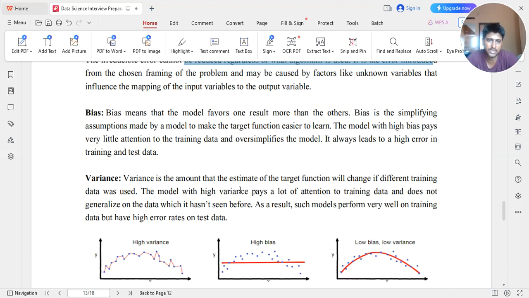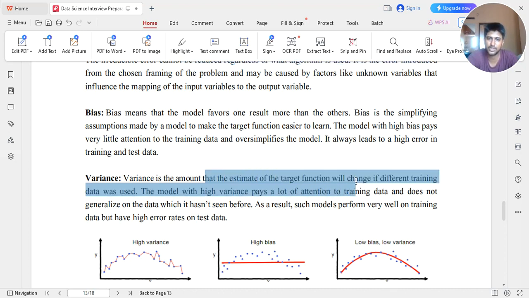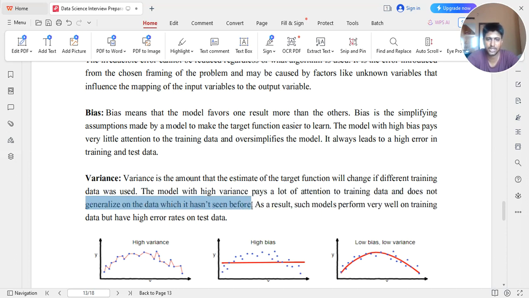So bias is nothing but when a model favors one result more than the others. Bias is a simplifying assumption made by the model to make the target function easier to learn. A model with high bias pays very little attention to the training data and oversimplifies the model. It also leads to high error. Variance is the amount that the estimate of the target function will change if different training data was used. A model with high variance pays a lot of attention to training data and does not generalize on data which it has not seen before.